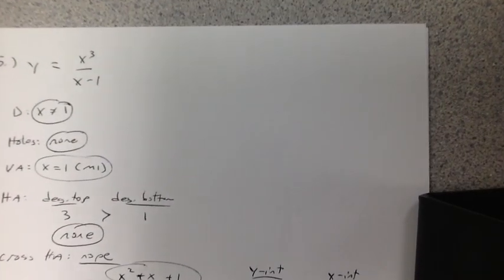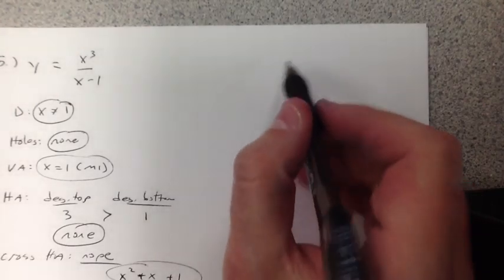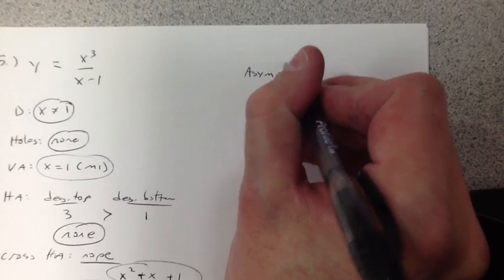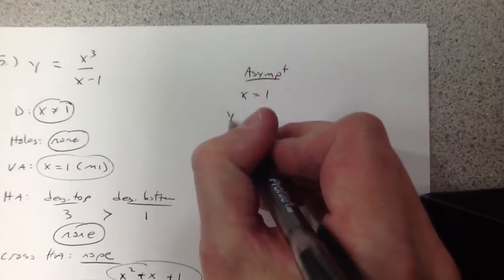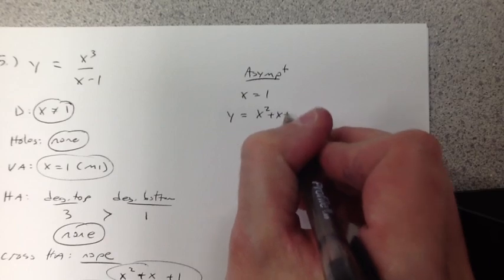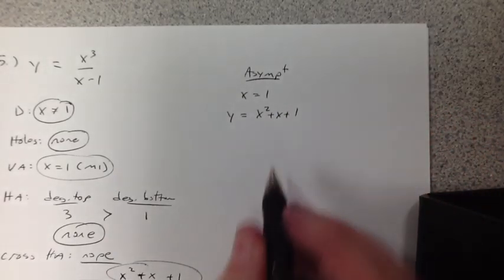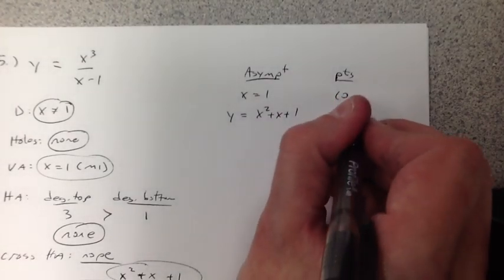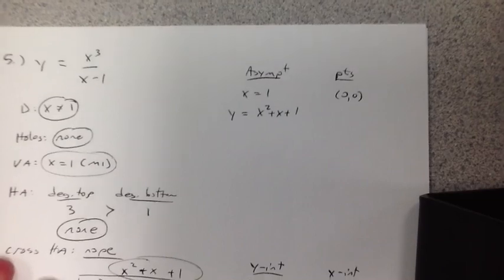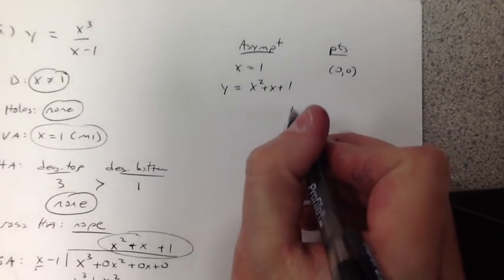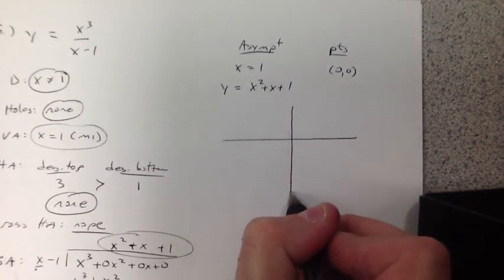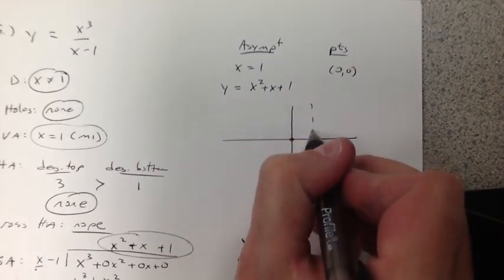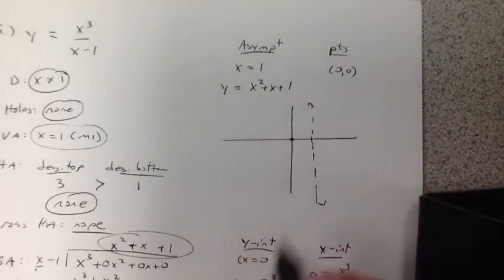Okay, this one now. Be very careful because of our slant asymptote. Alright, so what do we have here? We list out our asymptotes. We have x equals 1, y equals x squared plus x plus 1. We also have our point. Now we only have one point where it crosses, 0, 0. So when we sketch this graph here, we know it crosses at 0, 0, and there's our slant asymptote right here.